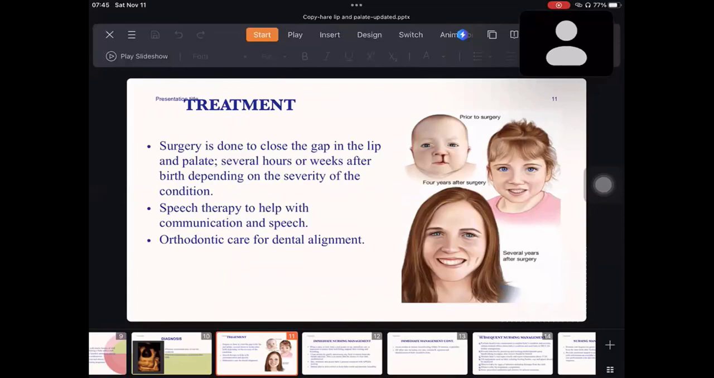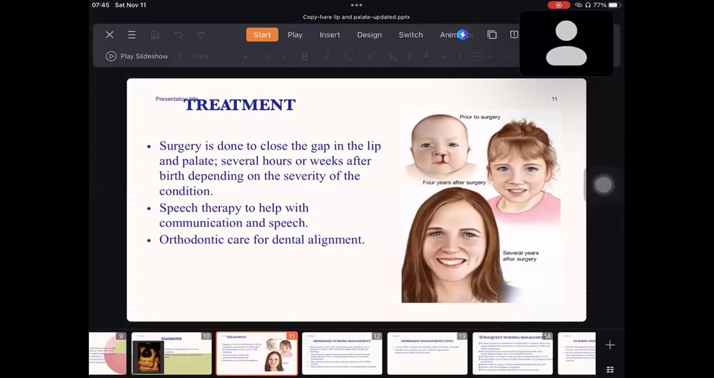Yes, group 13, they want to know when surgery is done. Group 13. Please, sister, during the presentation, we said that with the cleft lip, surgery can be done in some months after the baby is born. But for the palate, the baby has to turn a year before the surgery can be done. Thank you.